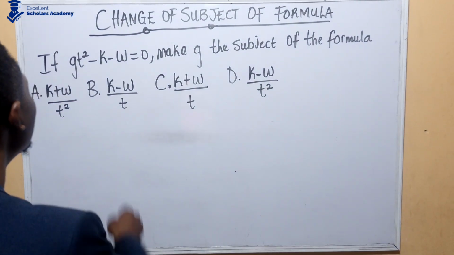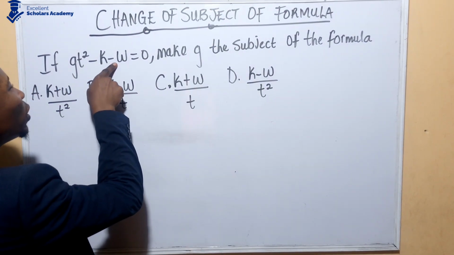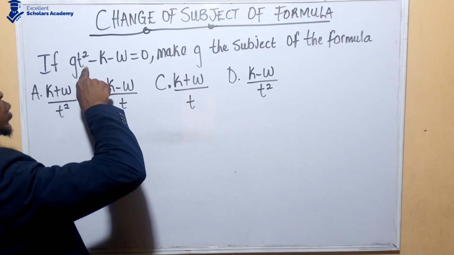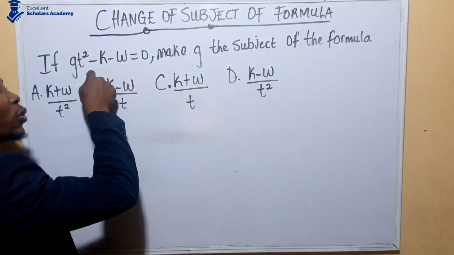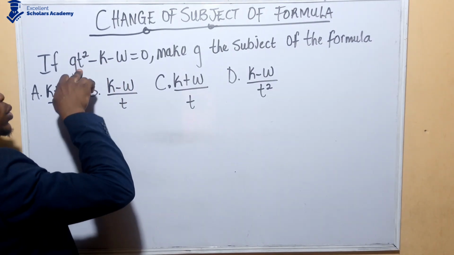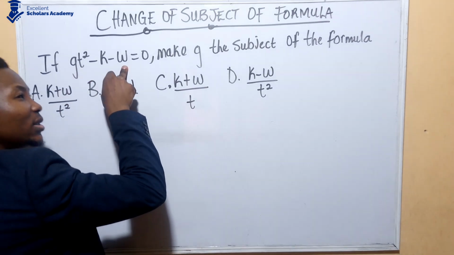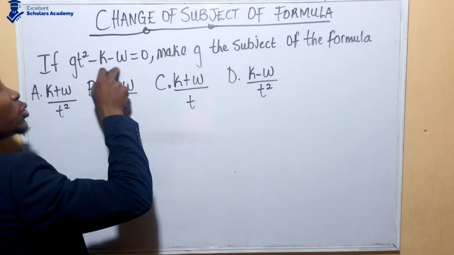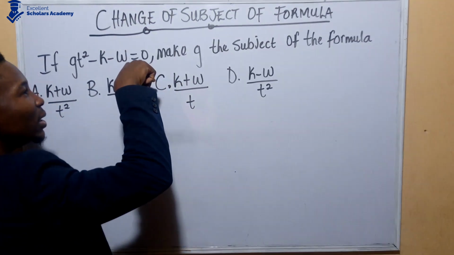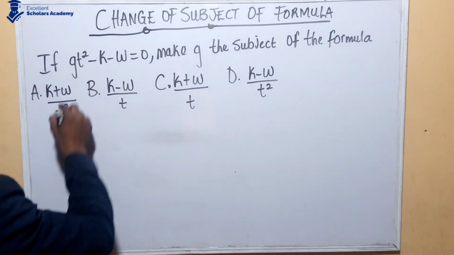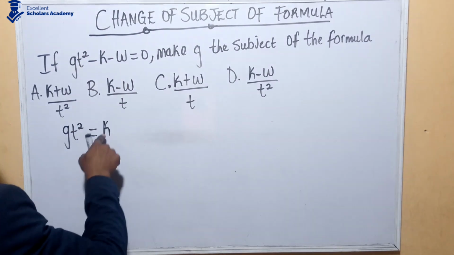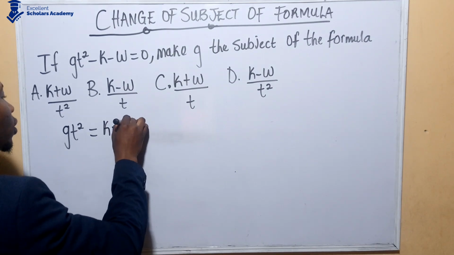How do we do that? We have gt squared minus k minus w is equal to 0. Your target is G, so take away everything that is obstructing you from finding G. Minus K and minus W are the two things obstructing G from standing alone. Take minus K to this side and minus W to this side, and they become plus. So GT squared is equal to K plus W.